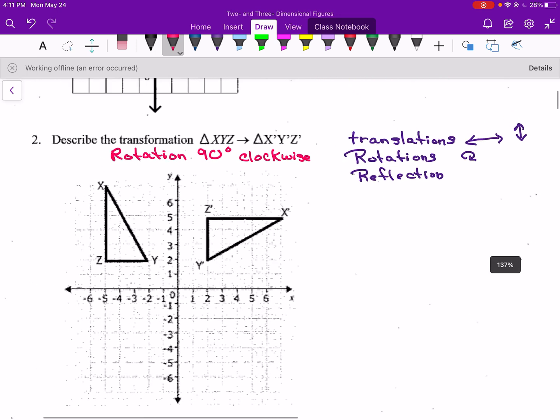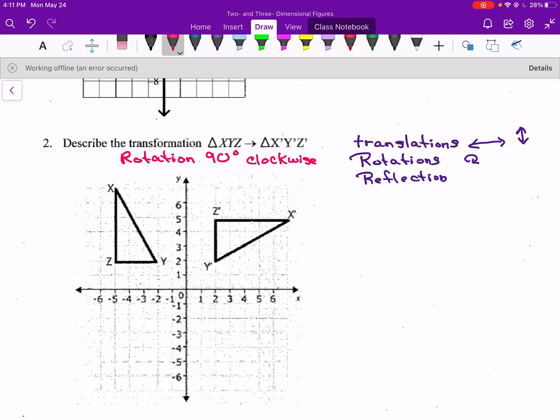Number 2, they said describe the transformation. We've studied translations, which are shifts, rotations, which are pivots or turns, and then reflections. Reflection means it's being flipped over an axis of some sort. Since the triangle is changing position, and in fact, if you look at XZ, it's going from being upright to on its side. That is a 90-degree switch. It turns out that this is a 90-degree rotation clockwise.